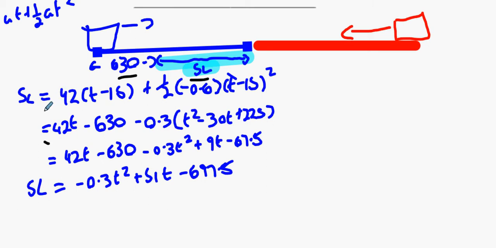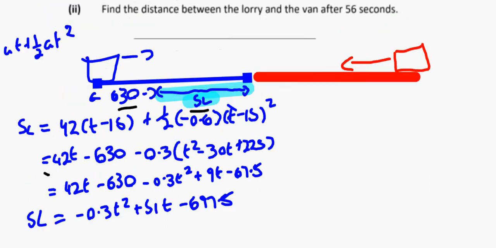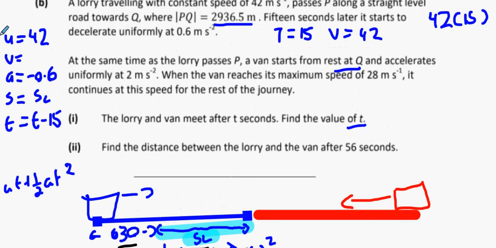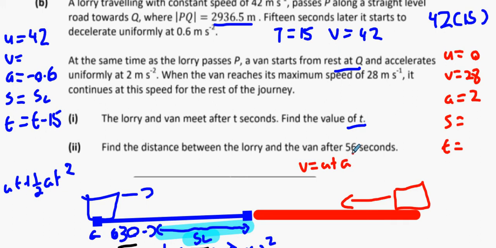Okay, now as for the van. Right, the van starts off at a speed of 0 and it has a maximum velocity of 28 and it has an acceleration of 2 and it has an s and a t. Now v equals u plus at, 28 equals 0 plus 2 times t, so t equals 14. It takes 14 seconds to reach the maximum velocity.